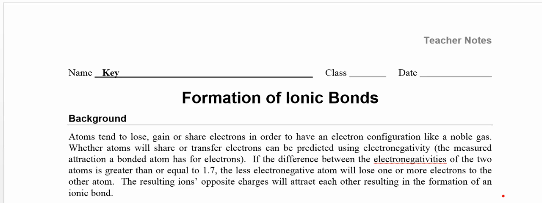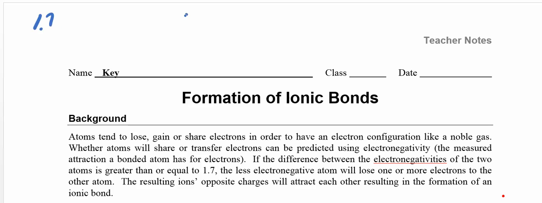That's the key. Now, we've also said that if the electronegativity difference between the two atoms is more than 1.7, that's the key number, 1.7, then the two atoms are going to form what we call an ionic bond. So let's take an example.